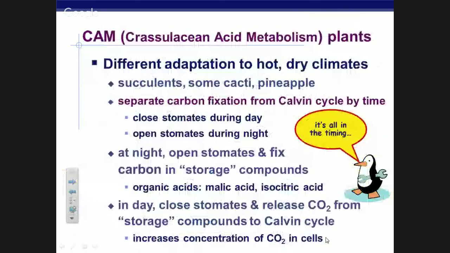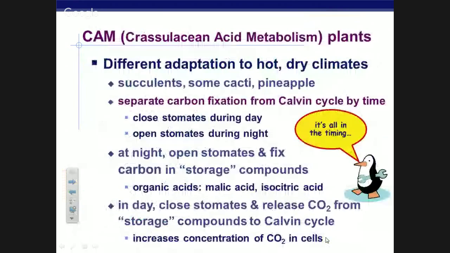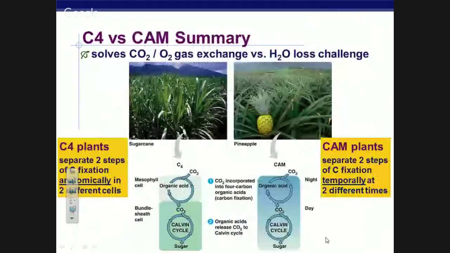CAM plants, physically, it's called crassulacean acid metabolism. You don't really ever need to know that. Just know CAM plants, okay? This diagram's in your book. It's showing that C4 physically separates the different cells. CAM plants don't have any difference in their cell structure, but what they do is they temporally, or by time of day, separate the initial fixation of carbon from the Calvin cycle.